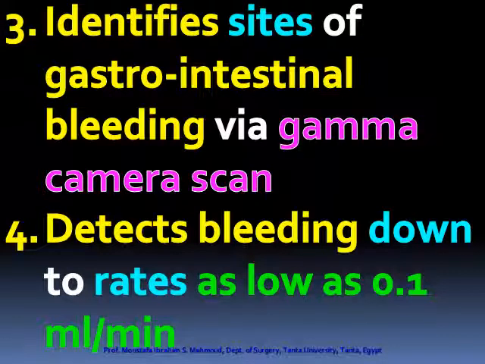Identifies sites of gastrointestinal bleeding via gamma camera scan. Detects bleeding down to rates as low as 0.1 milliliters per minute. RBC tag scan.